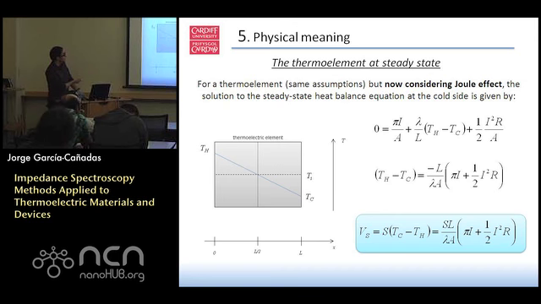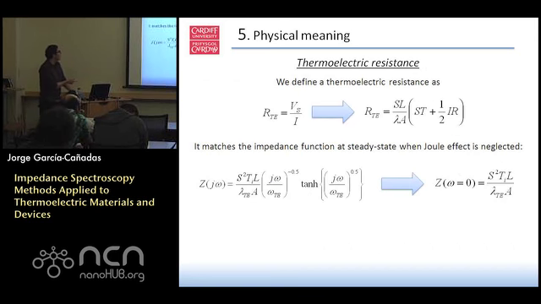If I take this expression and I put it into the normal equation for our resistance, in this case thermoelectric resistance, which is the Seebeck voltage divided by the current, this equation results. And it matches with the impedance function at the steady state when Joule effect is neglected. If we cancel this Joule effect, we have the same thermoelectric resistance, which is given here.